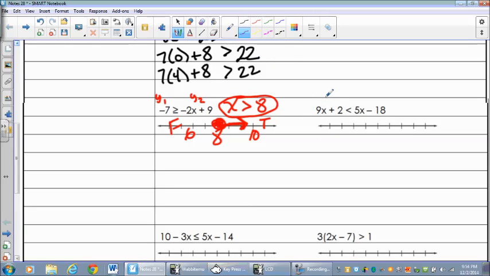All right. Next one, 9x plus 2 will be y1, and 5x minus 18 will be y2. Plug them into your calculator.